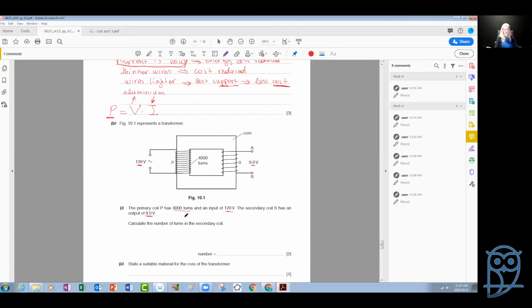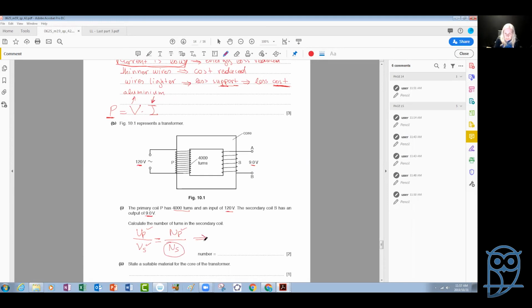All right, so what is the transformer equation that we can use? The voltage of the primary over the voltage of the secondary is equal to the turns in the primary over the turns in the secondary. We can use it straight away. We know this, we know this, we know the windings in the primary. This is our unknown.